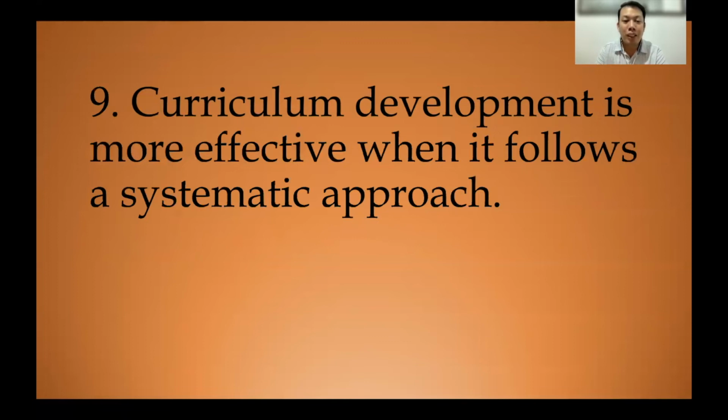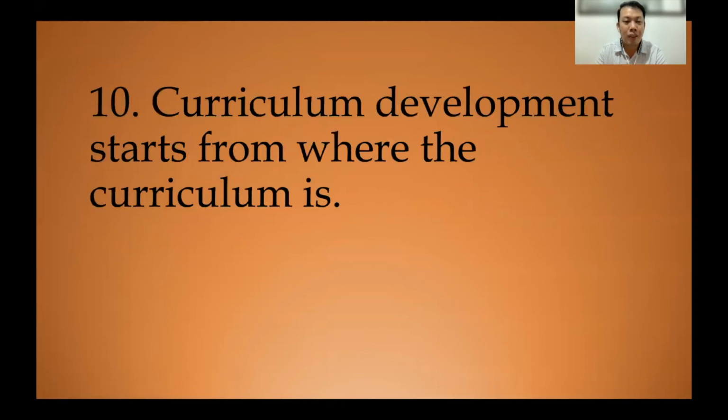And curriculum development is more effective when it follows a systematic approach. So the one who will implement the curriculum should know the steps in the implementation of curriculum development: what's the first step, second step, and so on. That's why it is known as systematic. Whenever they do something, it should be step one, step two, step three, step four, and so on. Curriculum development starts from where the curriculum is.